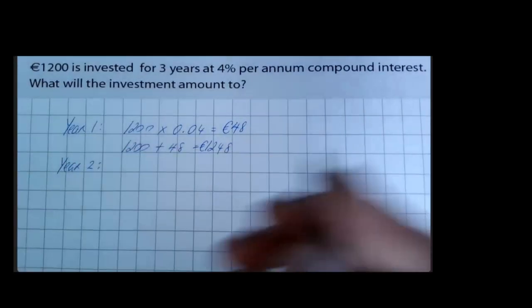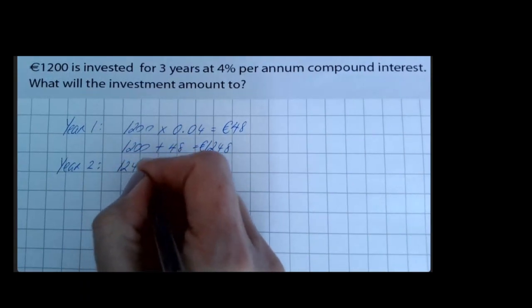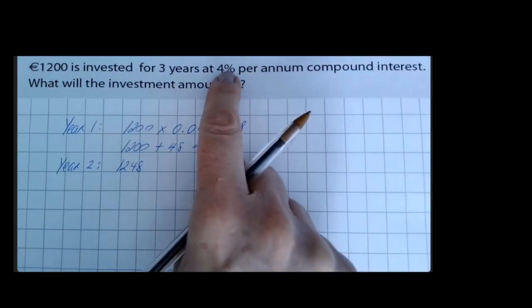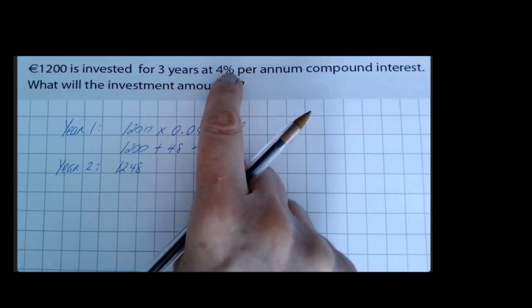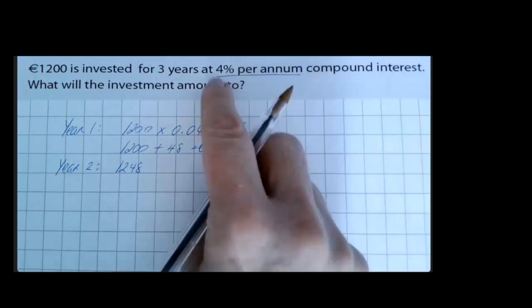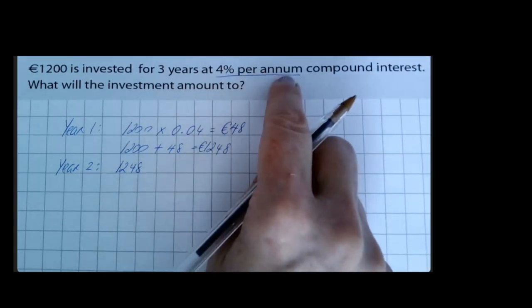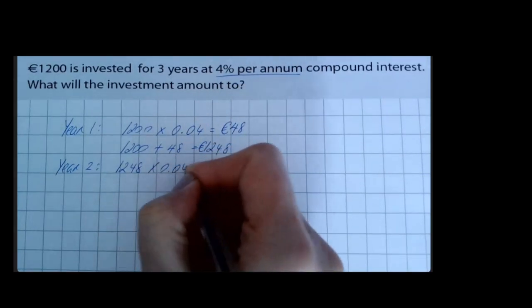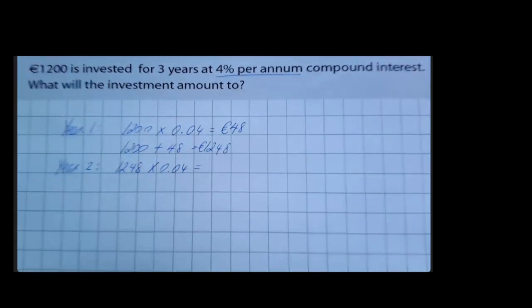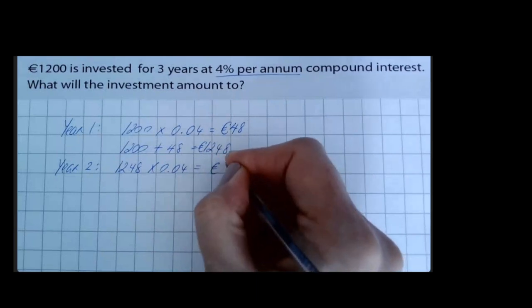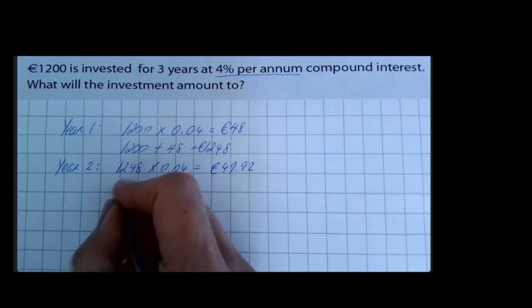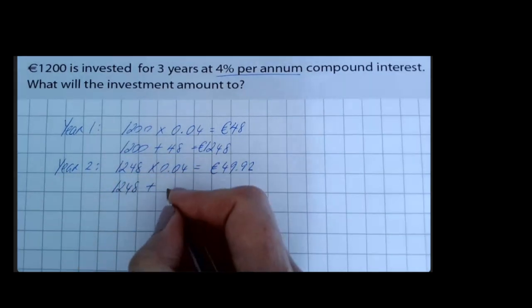So at the start of year two, I have more money than what I had at the start of year one. And I'm still going to earn 4% in the second year. Again, because it's 4% per annum, which means you're going to earn 4% for every year. That's what per annum means, is per year. So again, I'm going to get 4%. So multiply by the decimal. And I have 49.92 this time I'm after earning. And of course, I'm going to add that on to the 1,248.